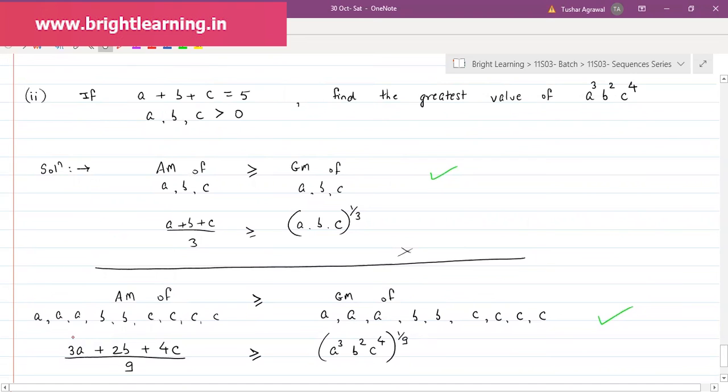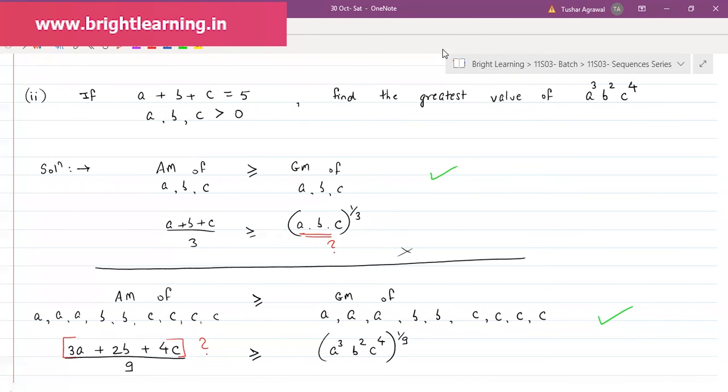This is not known to me. This is a big question mark. We know A plus B plus C. We do not know 3A, 2B, 4C. And in the first approach that was there, this was a big question mark. Correct. So very cleverly we will combine these two methods.